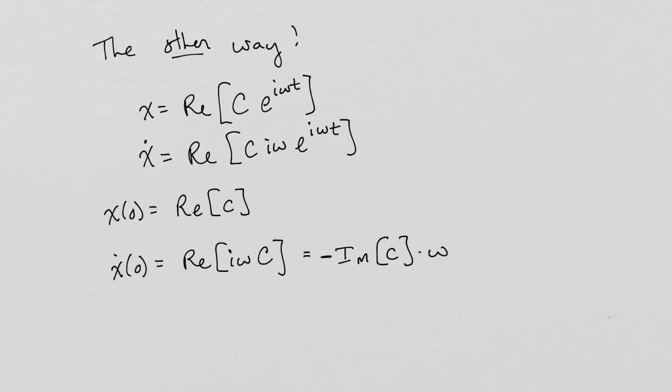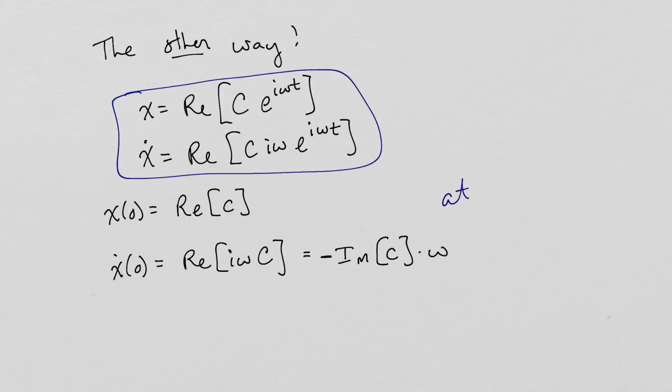Of course, I can go the other way, right? So if I start with the complex parameterization, and I have these two expressions here, where x and x dot are the real parts of the function and the function's derivative. Well, I can solve this at t equals 0, and I see that indeed x naught is the real part of c, and that x dot naught is minus the imaginary part of c times omega, right? So I can reconstruct those just starting from the beginning of the problem.